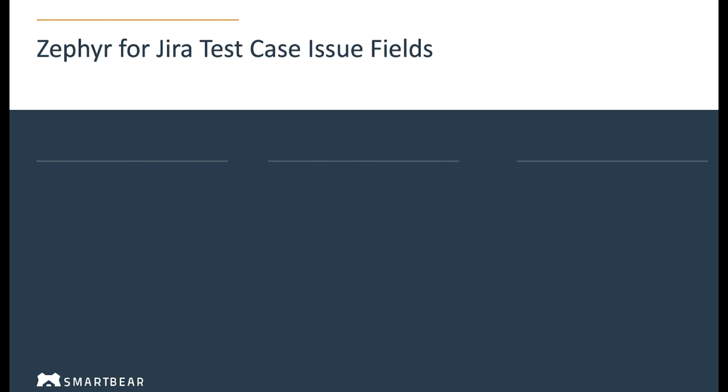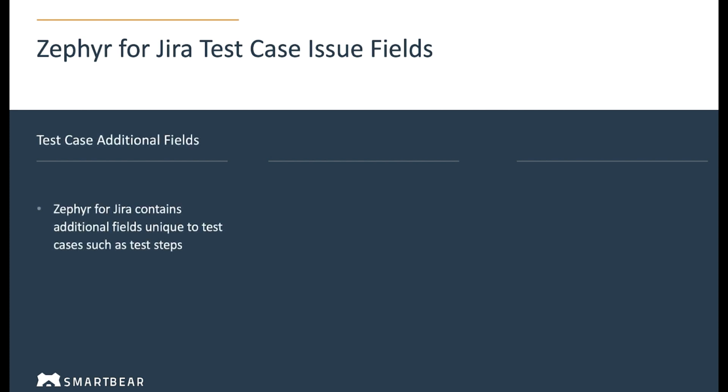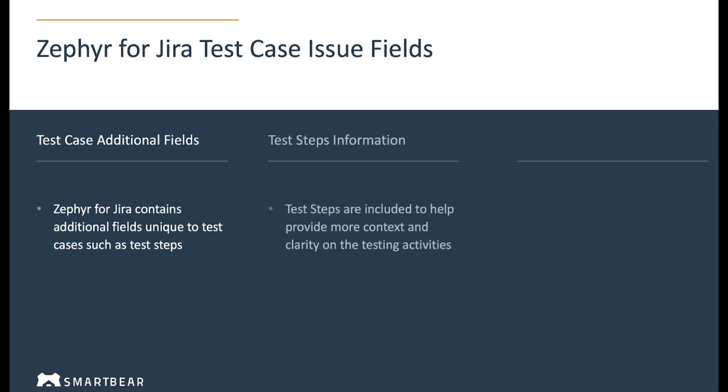Test case issues with Zephyr for Jira contain additional fields that are unique to test cases, such as the test details section, which contains test steps. Test steps are where we house our individual testing steps that need to be performed for our individual test case. This can include a series of tasks that need to be completed for the testing activity of the individual test case. Test steps are typically included to help provide more context and clarity on the testing activities required for the test case to be performed.